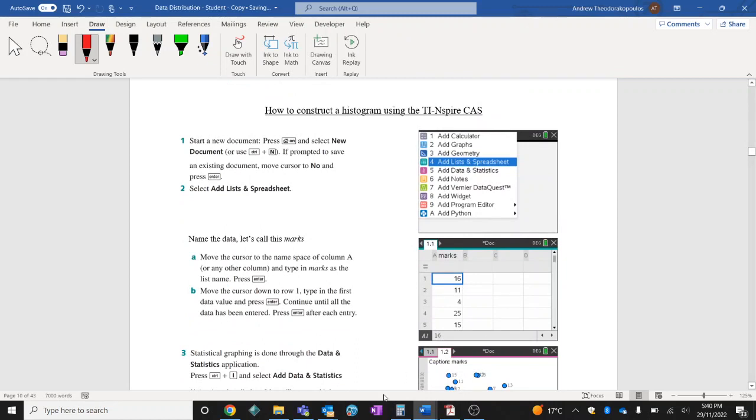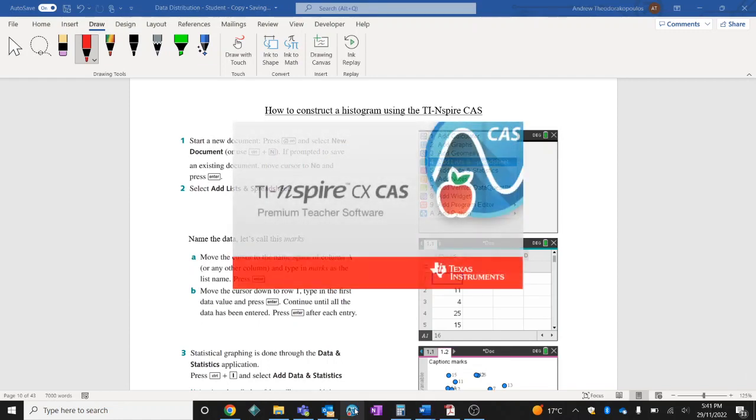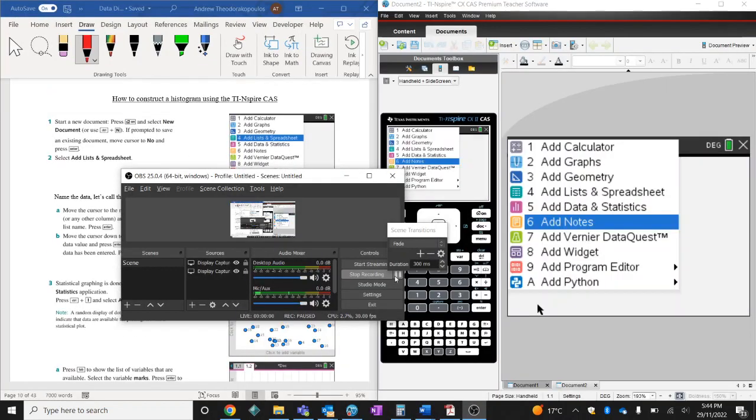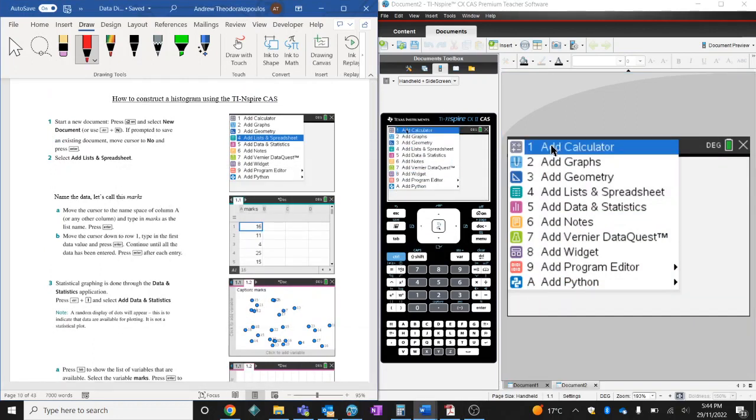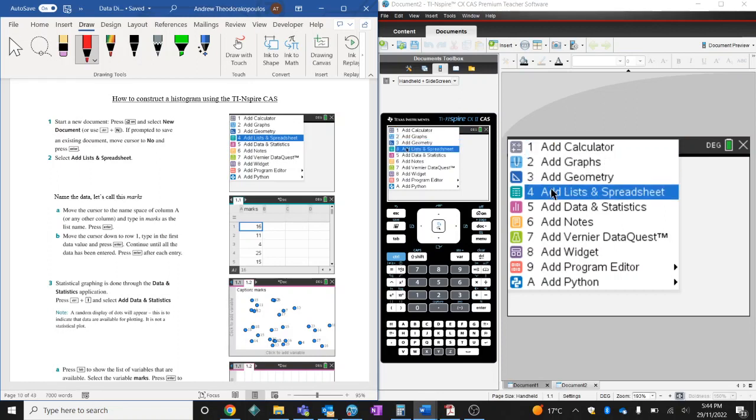Okay, so now we're going to learn how to do all this on a calculator. So can we get our calculators open? Okay, so once you've got your calculator open, start a new document and go straight to lists and spreadsheets.